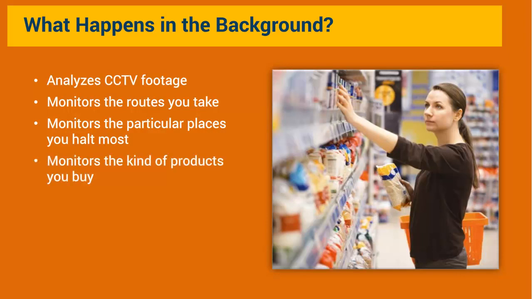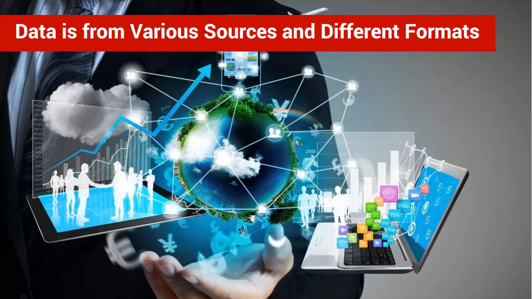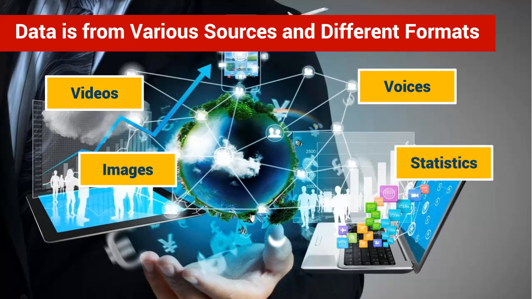Similarly, the kind of products you buy, your brand preferences, etc., are also monitored. That is why the store always gets it right and is able to promote the right products to you. This data collected is usually from various sources and in different formats: videos, voices, images, and numbers. To make such personalized recommendations, the data from the different sources have to be extracted, prepared, integrated, and then analyzed. Let us understand these different types of big data.